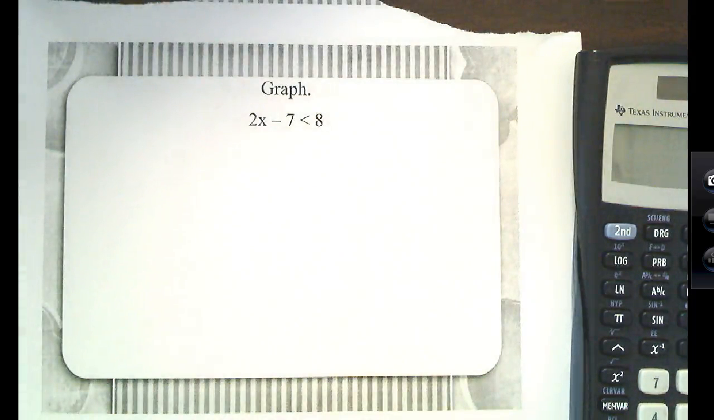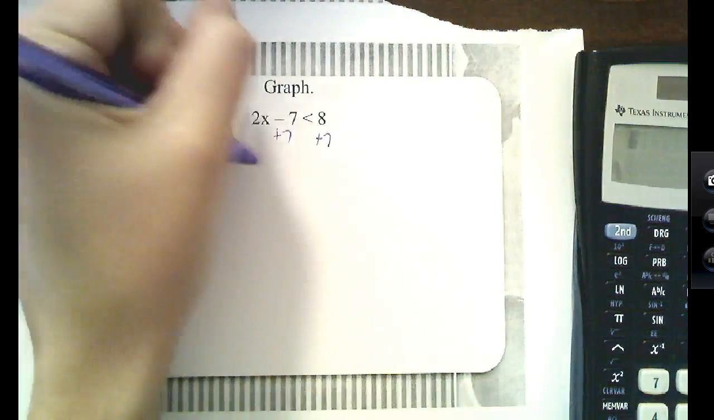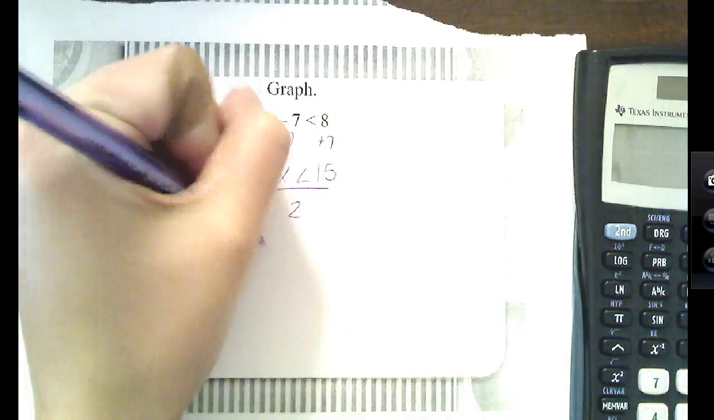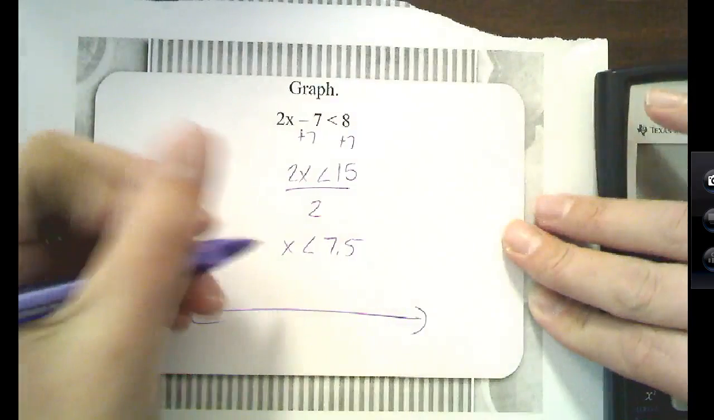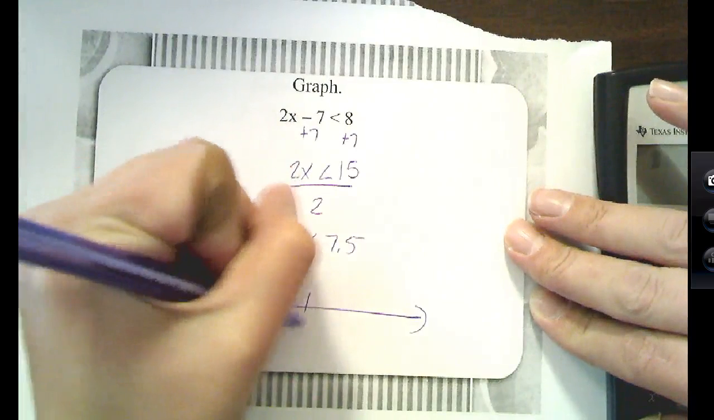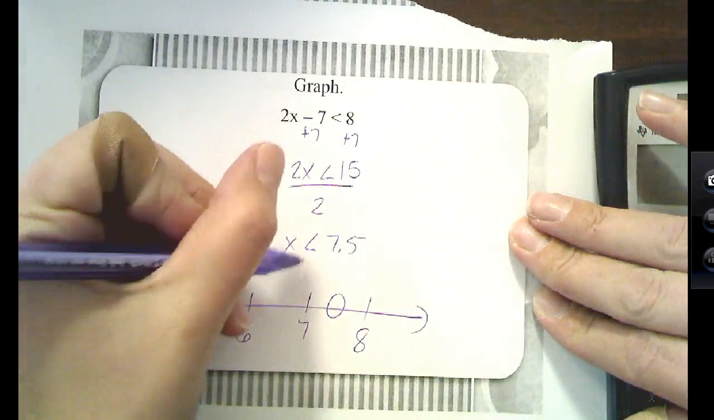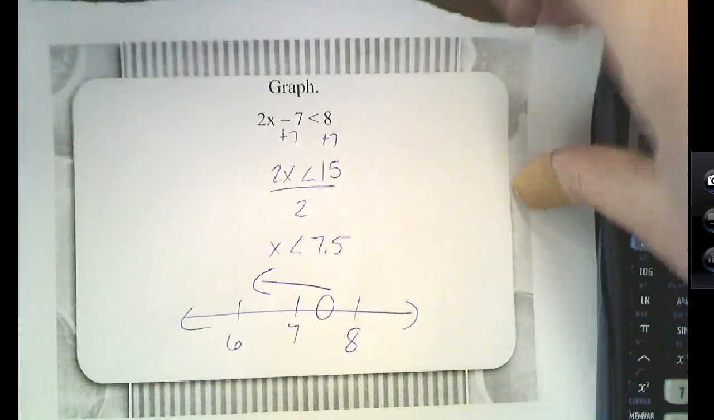All right. So for this question here, the first thing you had to do is balance the inequality. I'm going to add 7. 2x is less than 15. Divide by 2. X is less than 7.5. And because I'm dividing by a positive, I keep my inequality symbol the same. So on my graph, I'm going to do 6, 7, 8. It's an open circle on 7.5, arrow pointing to the left for this one here. Questions on that one?